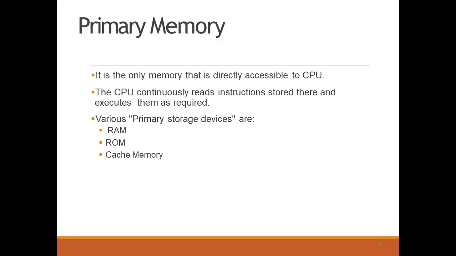Now it is the only memory that is directly accessible by the CPU. The CPU continuously reads instructions stored there and executes them as required. The different primary storage devices are the RAM, ROM, and the cache memory.